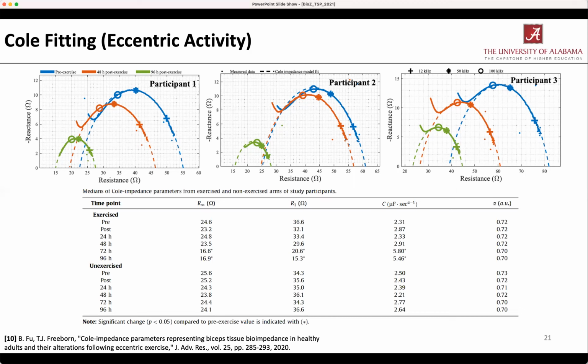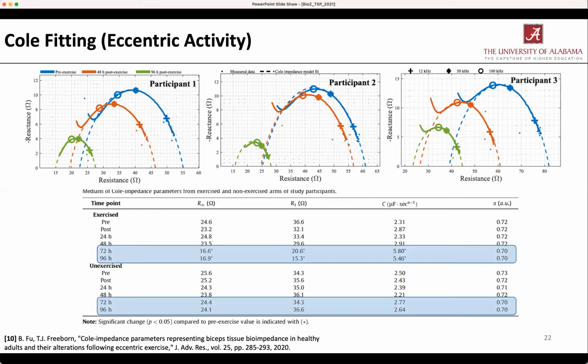Okay, so here is the time point data. Here are the extracted parameters for all of our participants. We're looking at the medians of these for the exercised and non-exercised arms. Let's focus. We saw the most swelling occurring at 72 and 96 hours earlier. Well, when we look into the analysis of this data, we see resistance changes occurring at 72 and 96 hours.